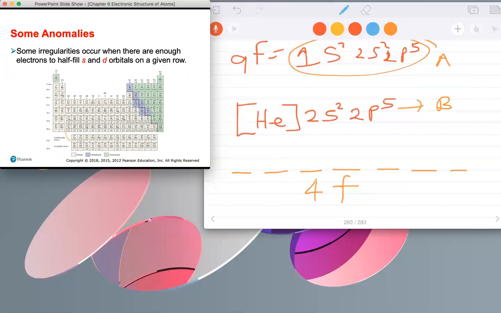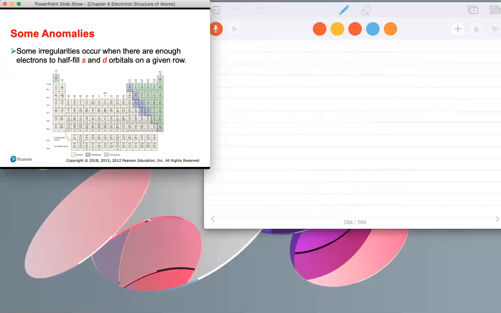Now, to wrap up this chapter, anomalies. I know you may think that that is easy, but there are some abnormalities. That means it does not follow the regular pattern when you write electron configuration. For example, chromium is number 24. Let me just give you chromium. This is 24.